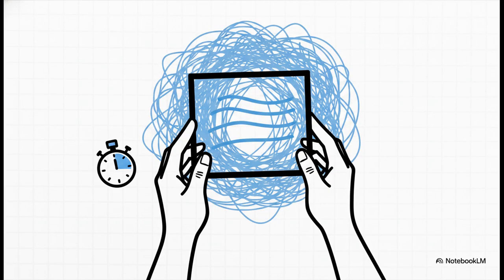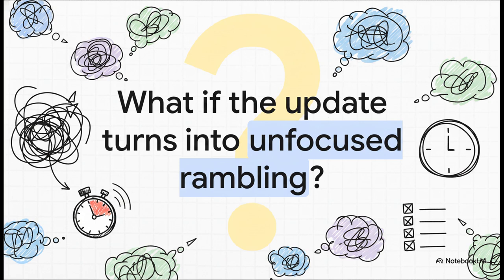All right, mood check is done. Next up, the brief update. The goal here is super simple. Get a quick highlight reel of their week so we know what to put on the agenda. And I cannot stress this enough. The key word here is brief. And this is where we can get into trouble.